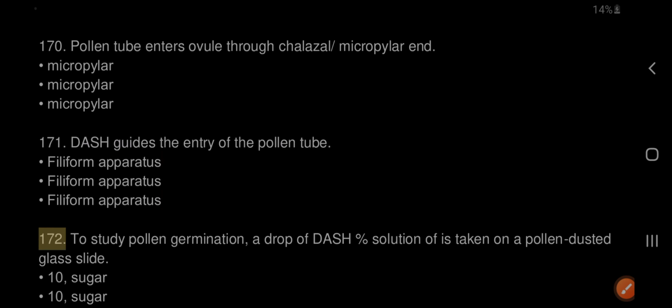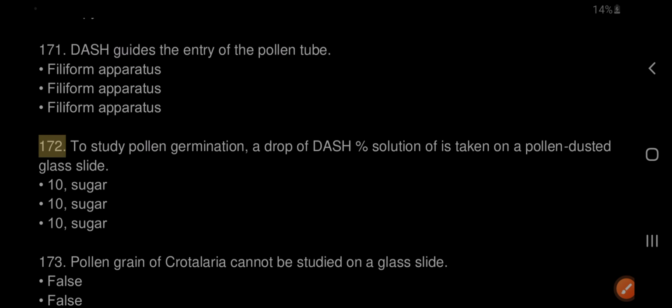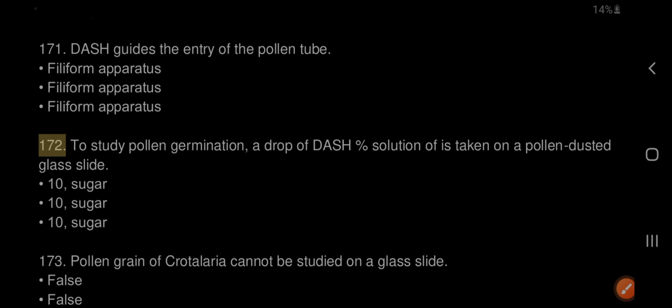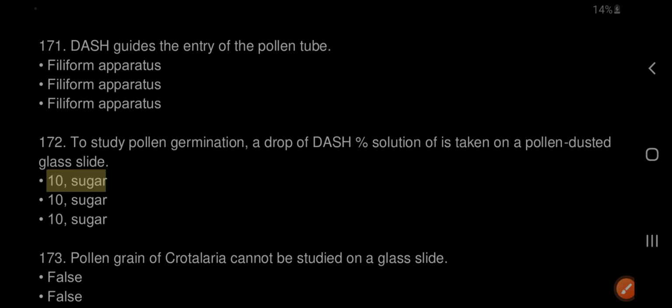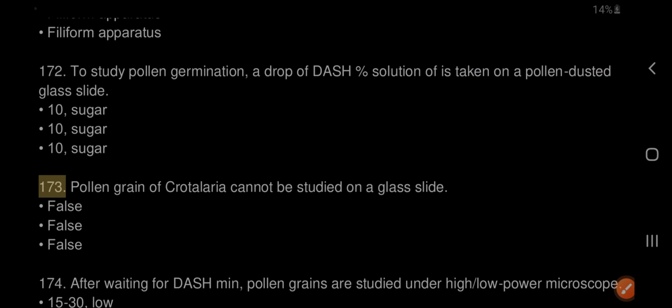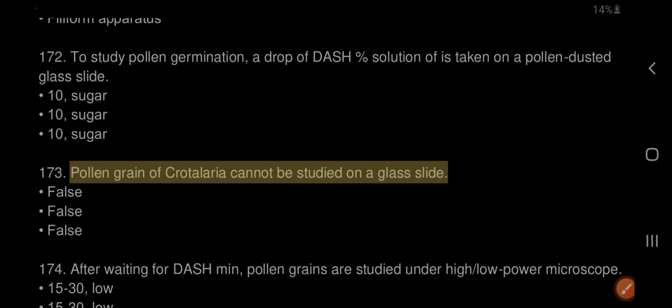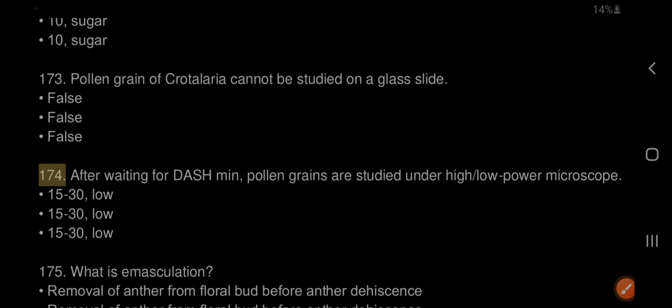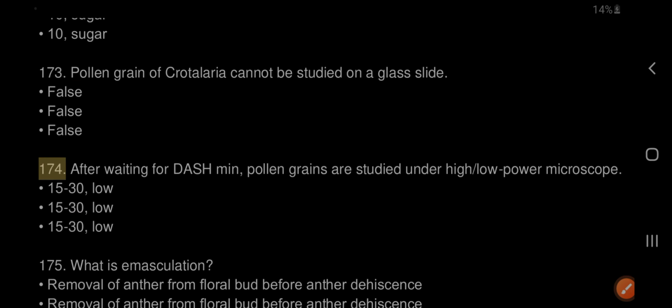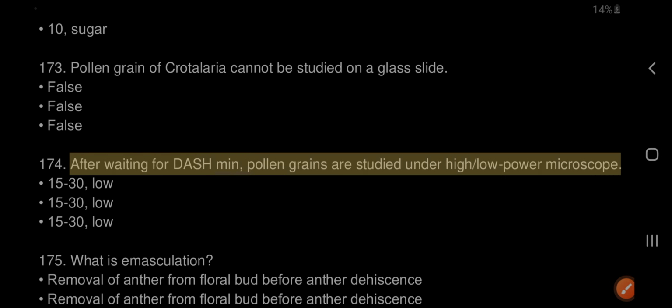172. To study pollen germination, a drop of dash percent solution of dash is taken on a pollen-dusted glass slide. 10, sugar. 173. Pollen grain of Crotalaria cannot be studied on a glass slide. False. 174. After waiting for dash minutes, pollen grains are studied under high, low power microscope. 15 to 30, low.